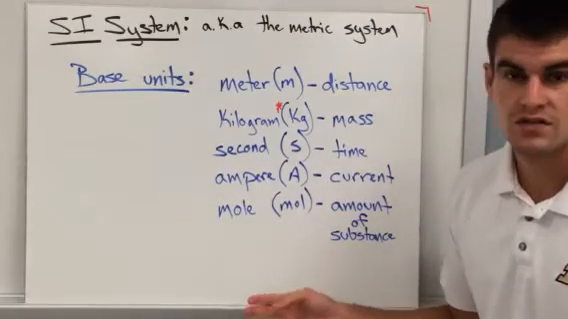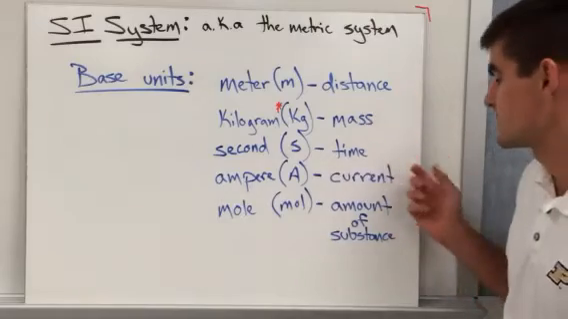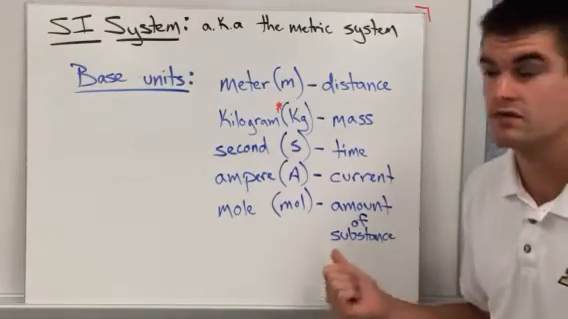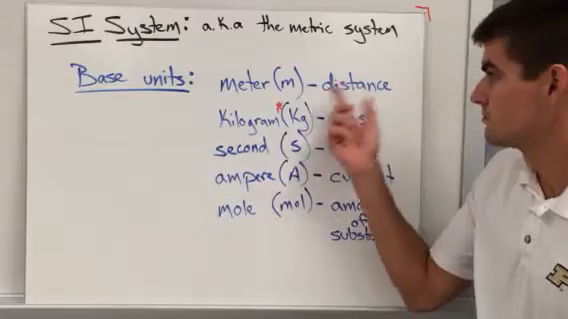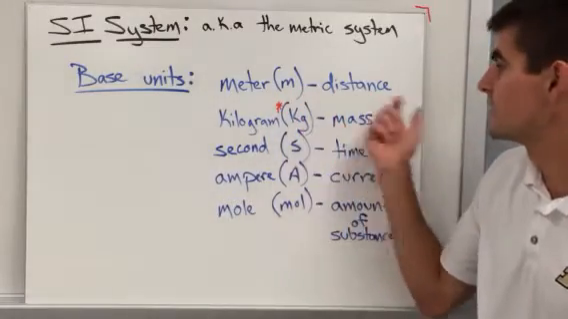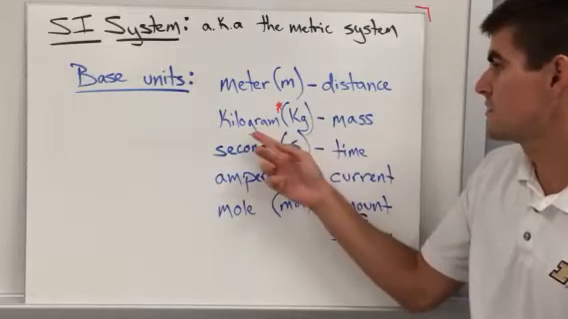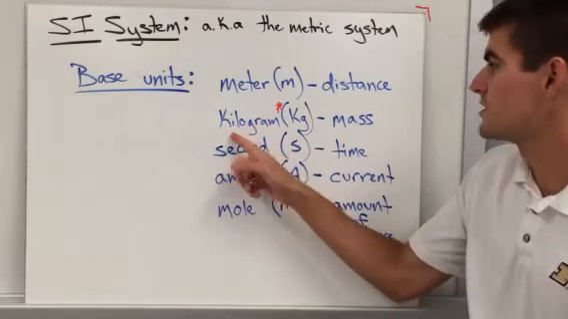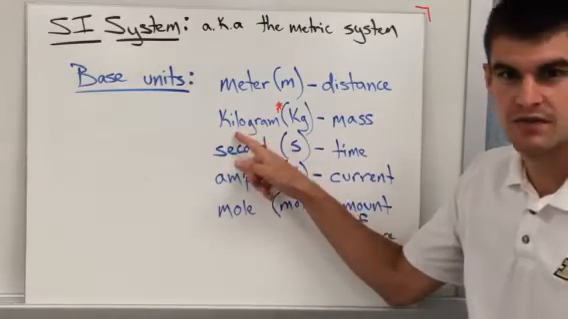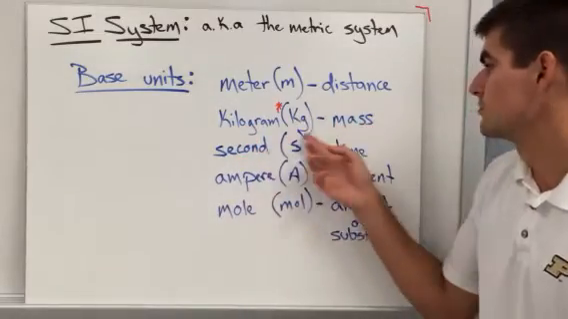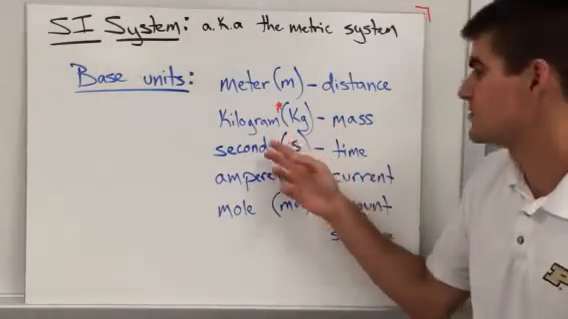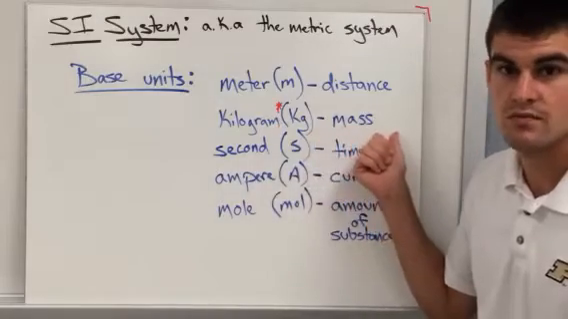So some base units, things that will measure distance, mass, time, current, and then an amount of substance. You probably know meter, abbreviated m, for distance, and kilogram. There's a story kind of behind this, but it does have a prefix in front of it. So the actual base unit is the kilogram. That's used to measure mass.